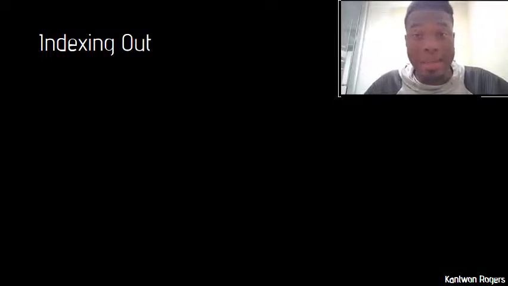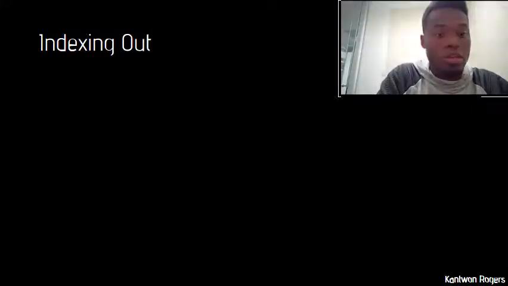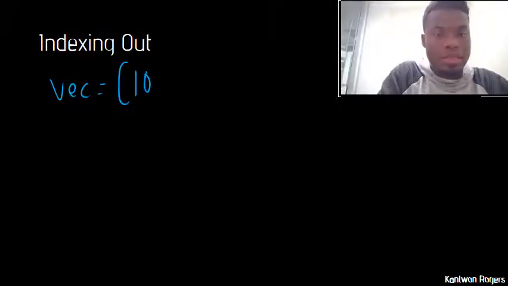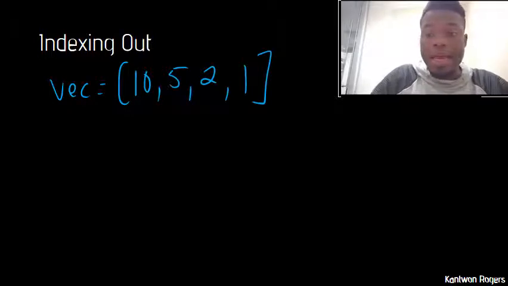So let's say I want to access multiple parts of a vector, create a duplicate of them, and save them inside of another variable. I can do that through indexing multiple positions. So I can have something like, let's say I had a vector that was 10, 5, 2, and 1. And let's say I wanted to create a vector that was the 10, the 5, and the 1.